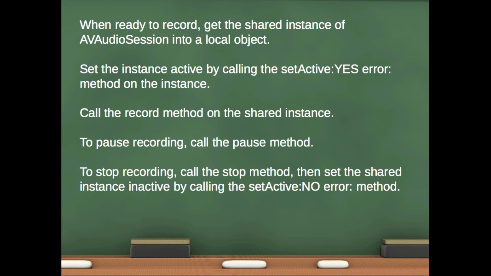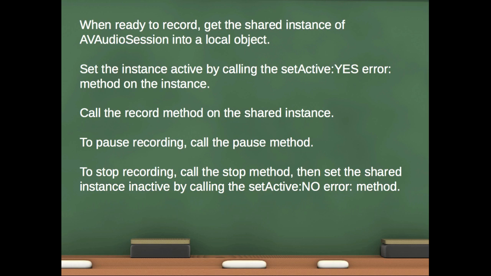When you're ready to record, you get that shared instance back into a local object. So you call AV Audio Session, and you call the shared instance method on that AV Audio Session, and you get that into a local object. And then you set that local instance active by calling the method setActive yes, and then error, which is an NS error, on the instance. Then you call the record method on the recorder, and voila, you are recording at that point. To pause the recording, call the pause method. To stop recording, call the stop method. This is all you have to do.